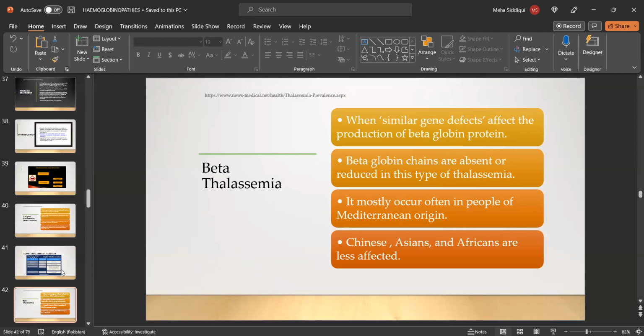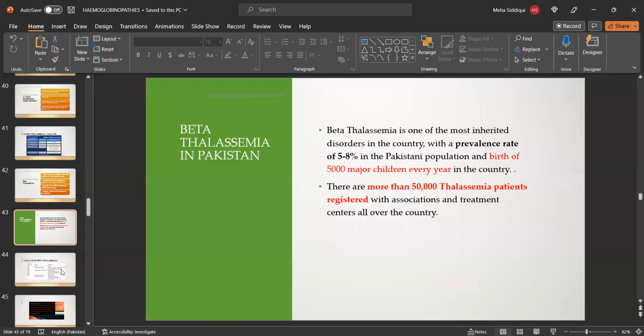Then comes the second type, that is beta thalassemia. When similar gene defects affect the production of beta globin protein, beta globin chains are absent or reduced, and it occurs more often in people of Mediterranean origin. Chinese, Asians, and Africans are less affected.